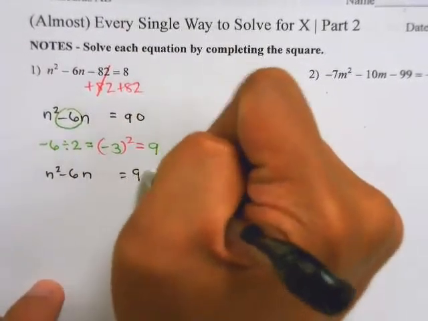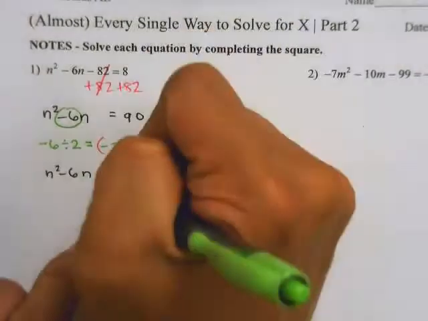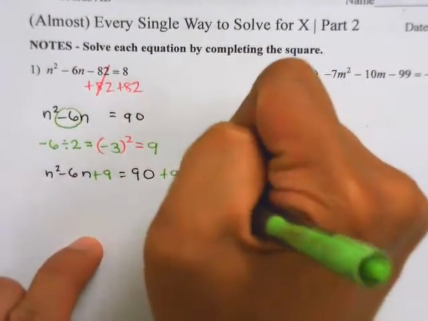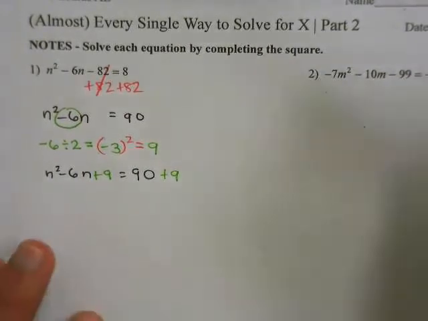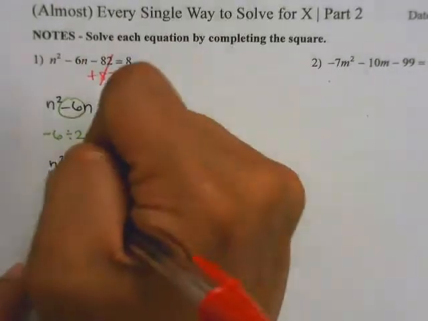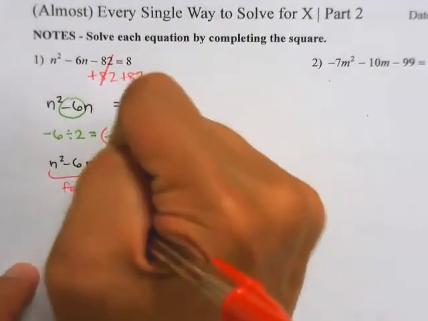I'm going to put some space over here. So we're going to add 9 on both sides. Again, how do we get the 9? We take this coefficient by the n, divide by 2, and square it. Okay. All right. This side over here, we're going to factor.